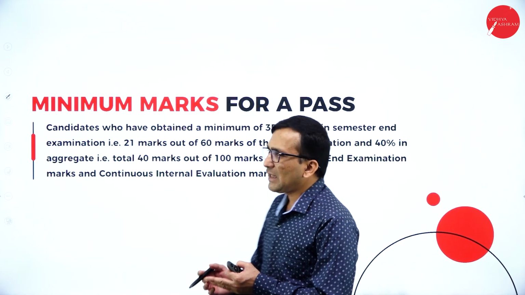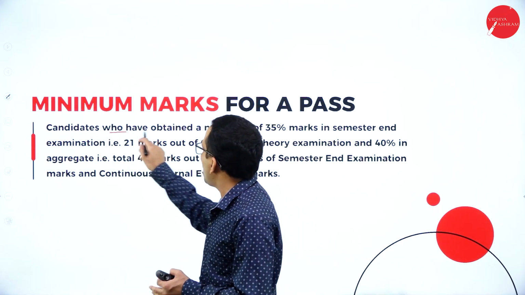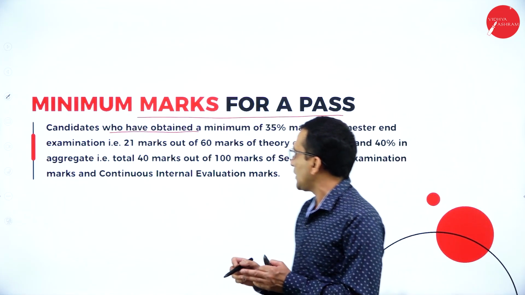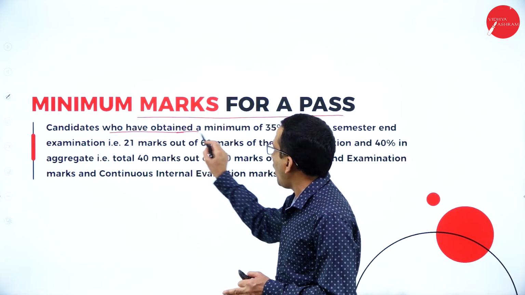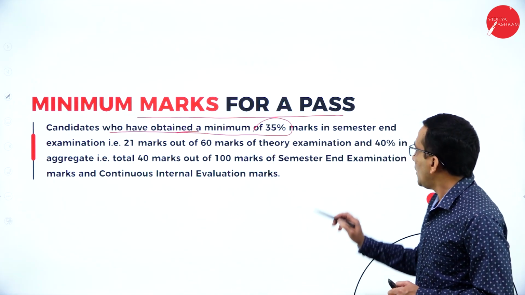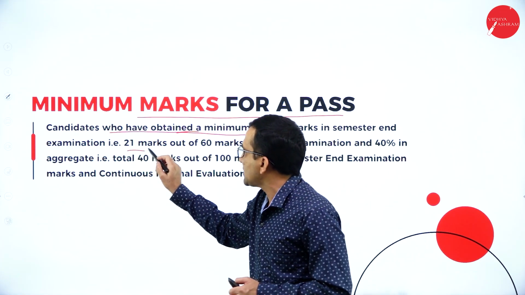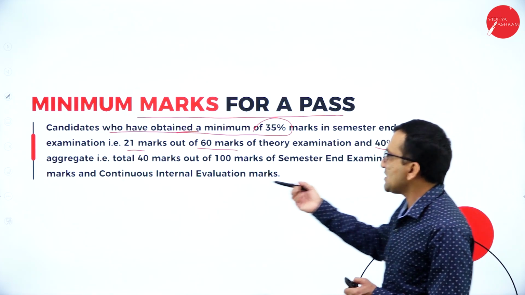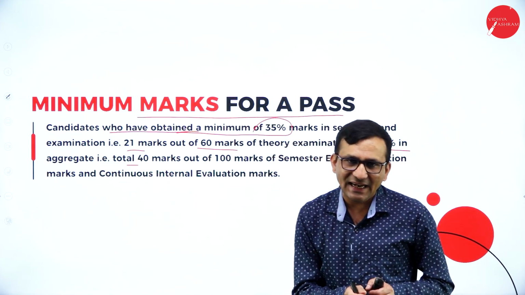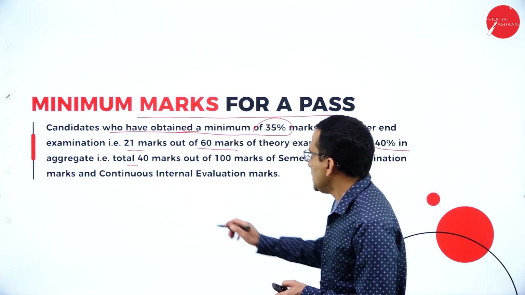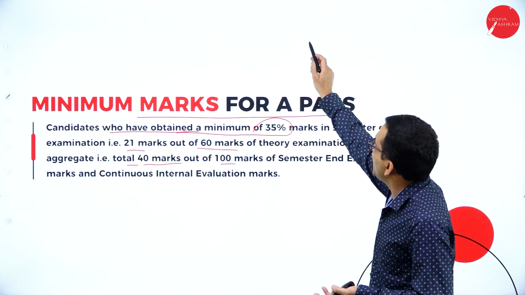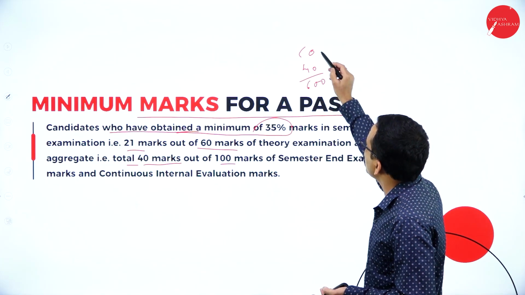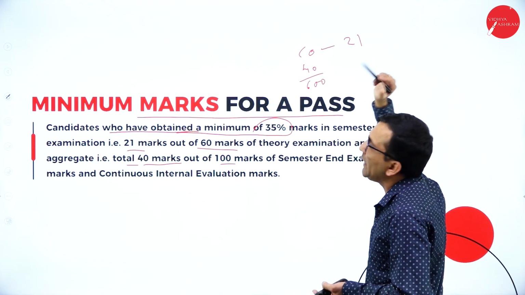Moving forward, regarding the weightage, the minimum marks for a pass, you must get more clarity on this. Candidates must obtain a minimum of 35%, which is nothing but 21 marks from the 60 of the external paper. The 40% is completely based on the aggregate, which is the internal part, so the 40 marks from the total. So here 60 plus 40, the total paper will be 100. And here, of the 60, you need to get 21 marks.